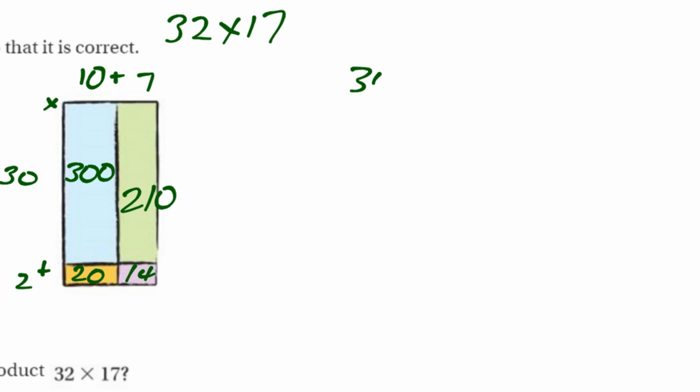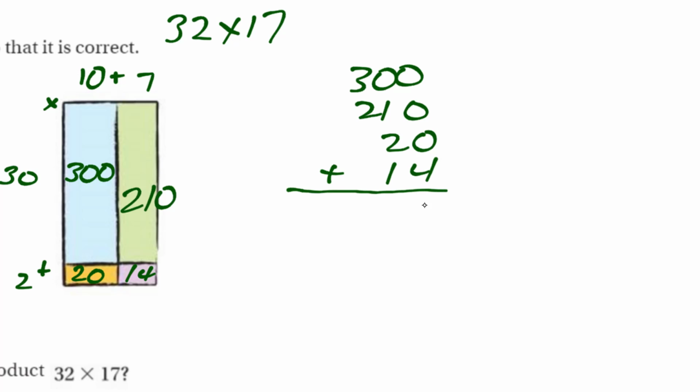Remember we talked about partial products. 300 plus 210 plus 20 plus 14. You can see we add them together. We get 4. 3 plus 1 is 4. And then 3 plus 2 is 5. So I get 544. This is using the area model. This is how we can prove that 32 times 17 is indeed 544. However, it's very easy to make a mistake even with the area model. So I can go ahead and do the standard algorithm. And I know that my students actually need a lot of help with this standard algorithm.